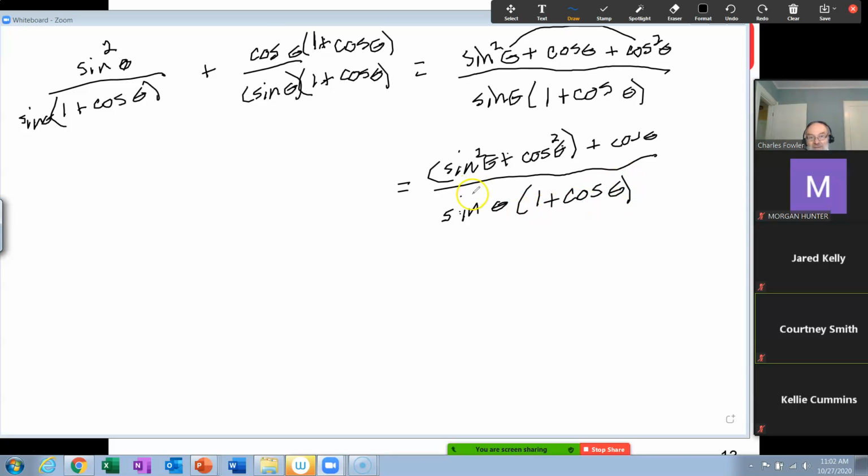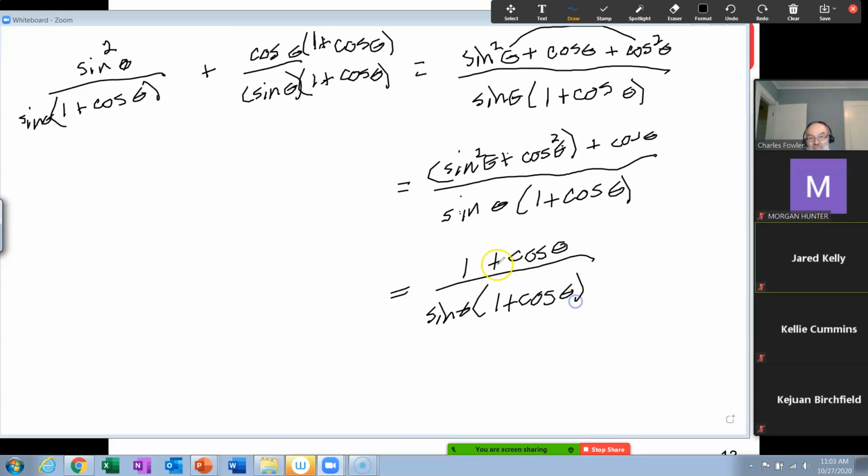Now, if you think something's shaping up here, I believe you're right. Because what did we say sine squared theta plus cosine squared theta was? 1. So this would be 1 plus cosine theta over sine theta times 1 plus cosine theta. Well, guess what? 1 plus cosine theta over 1 plus cosine theta is simply 1. So this would again turn out being 1 over sine theta, which happens to be the reciprocal identity cosecant theta.